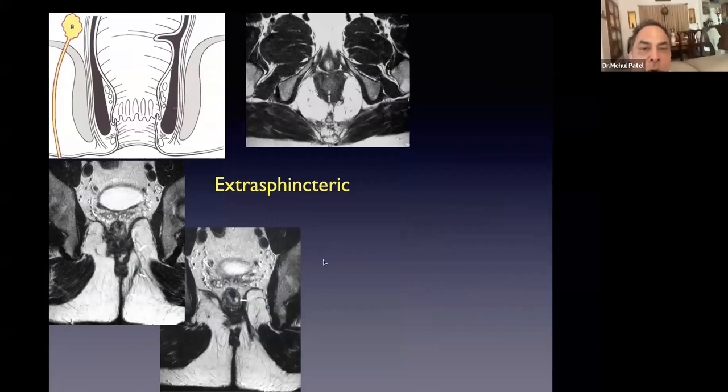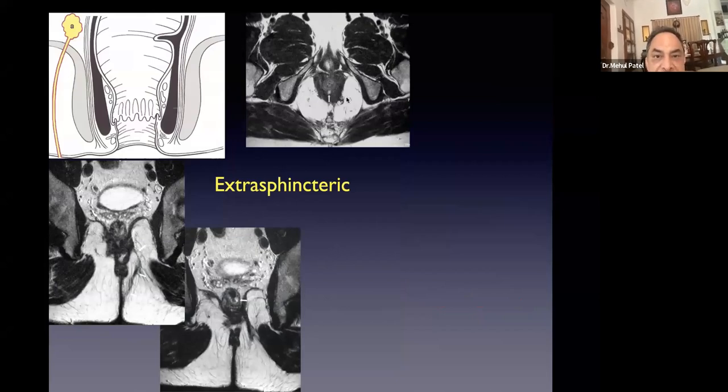Okay. So I'll go back to my talk again, but I just wanted to show you the anatomy in these sort of sequences. So when you are looking at the MRI, the circular, slightly gray muscle is the internal sphincter. The internal sphincter is normally less than 4 millimeters in thickness. It is slightly grayer in color and it is on the inside. Now this is a T2 weighted sequence.